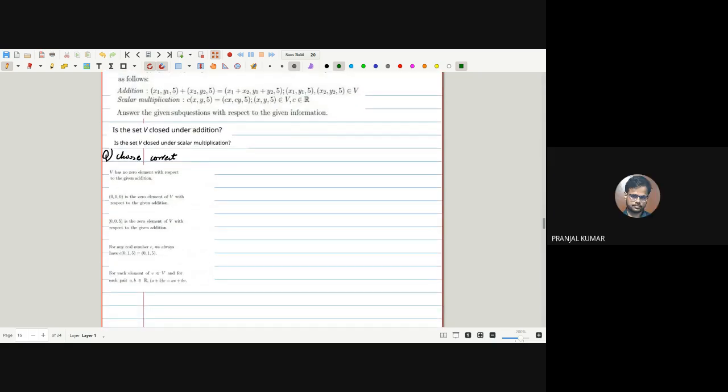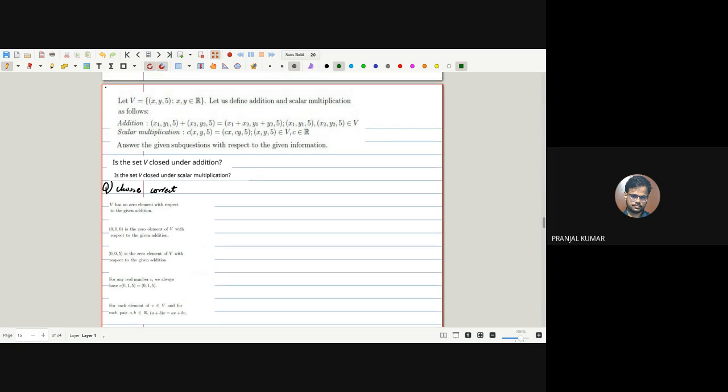Okay. Now this question is checking whether V is a subspace or not. See, the thing is, they can define the addition operation and multiplication operation as they wish. So they are asking you about closure, whether it is closed under these two operations or not. Whether it is a subspace or not, first of all, you can directly tell that this is not a subspace.